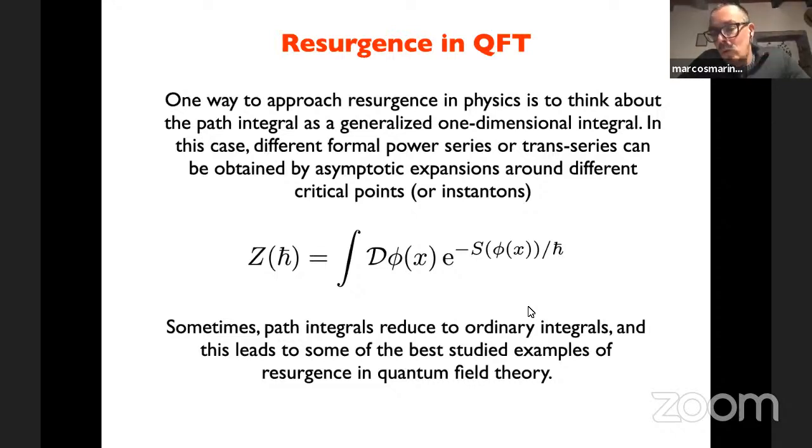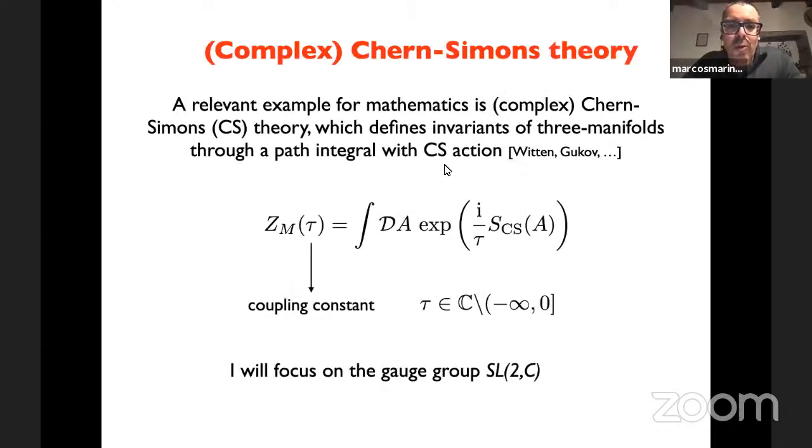So what I'm going to do now is to give you an example of resurgence, which we worked out very recently in complex Chern-Simons theory, which is in a sense a kind of natural generalization of this one-dimensional example of the Airy function that I was giving you. As you will see, it has an interesting twist that makes contact with more interesting mathematical structures. So what is this example of complex Chern-Simons theory?